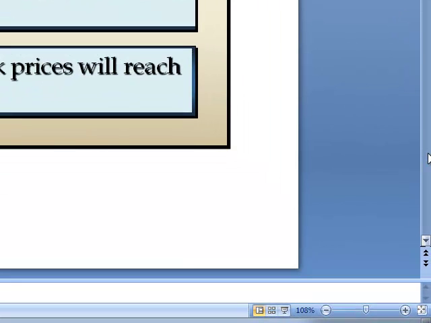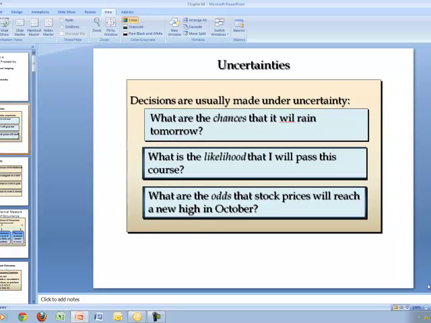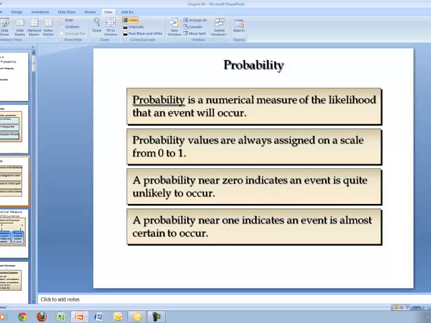In life, we usually face uncertainty when making our decisions. For example, what are the chances that it will rain tomorrow? Or, what is the likelihood that I will pass this course? Or, what are the odds that stock prices will reach a new high in October? As you will note, each of the above questions that we looked at in the earlier slide implicitly have the notion of probability behind them.